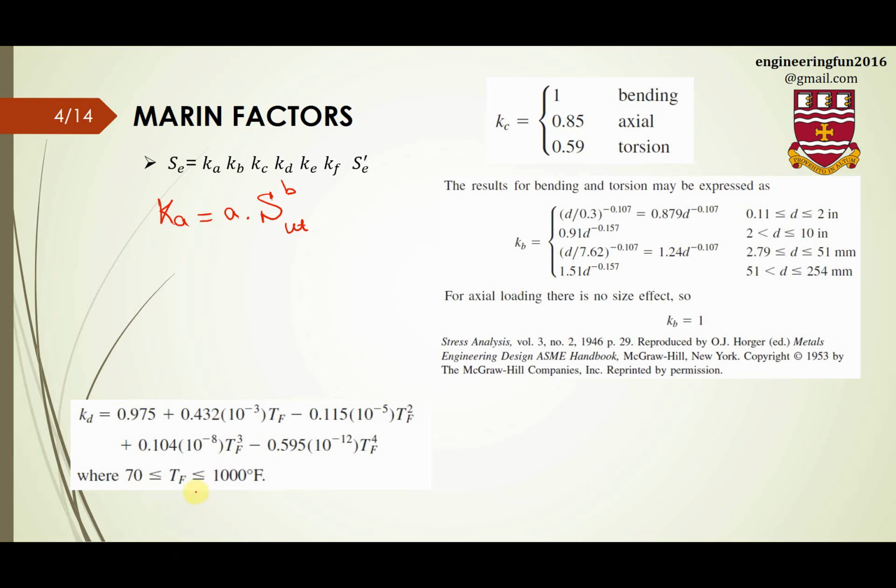Kd again is the temperature factor, so that's for high temperature, when the temperature is more than 70 Fahrenheit, that's important. The unit has to be in Fahrenheit. We're going to put that temperature here in Fahrenheit, and we're going to find Kd, and we're going to put it here.